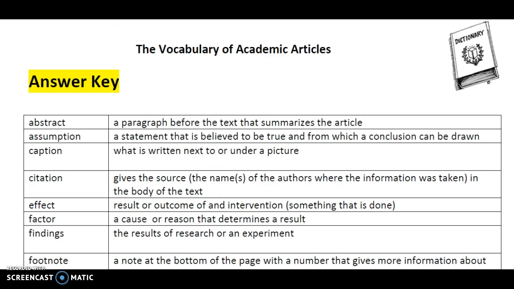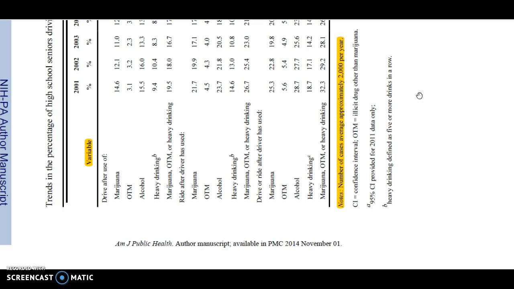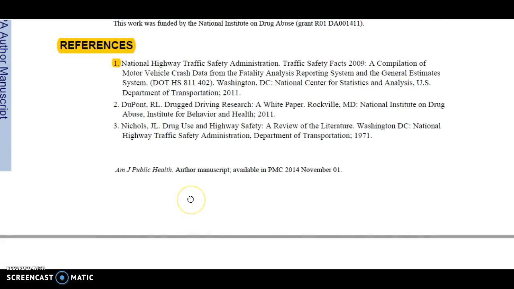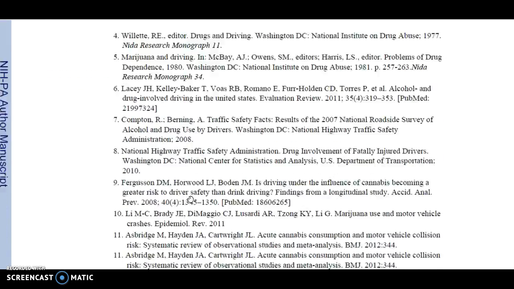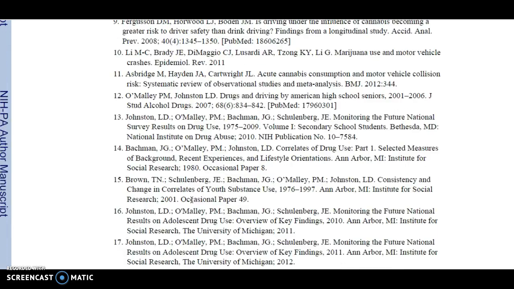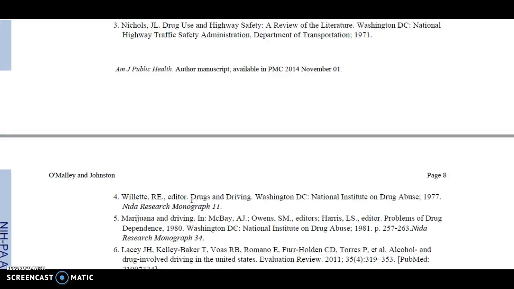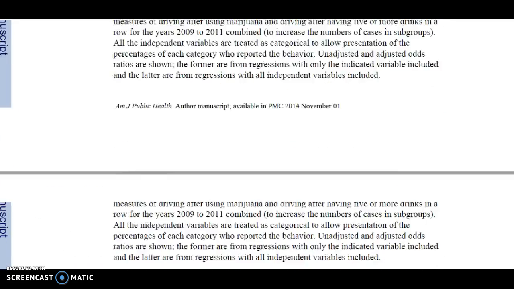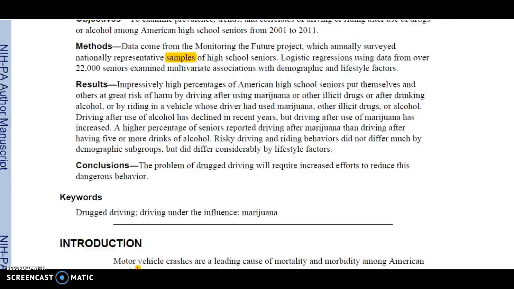So let's look carefully at what we've got. Go back to the article. And here we can see our references, and these are the list of all the sources that the authors used when writing their article. And here we can see that there's a number 1. Well, why did they number them? They numbered them because they want to refer to them in the text itself.